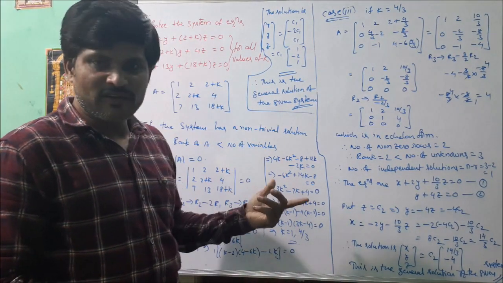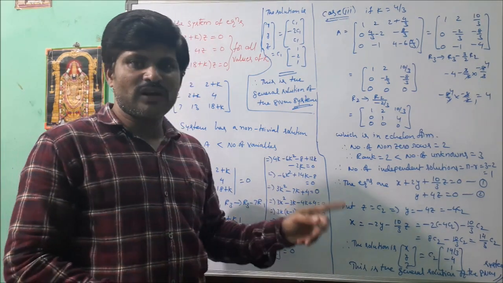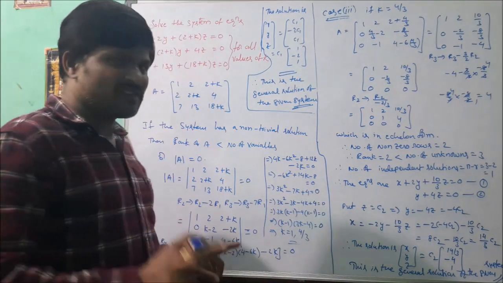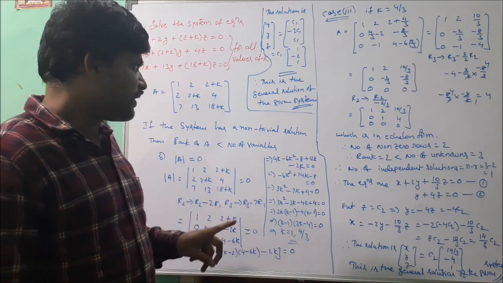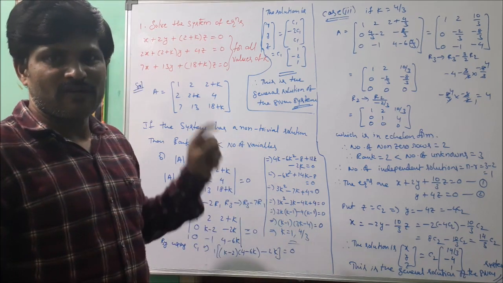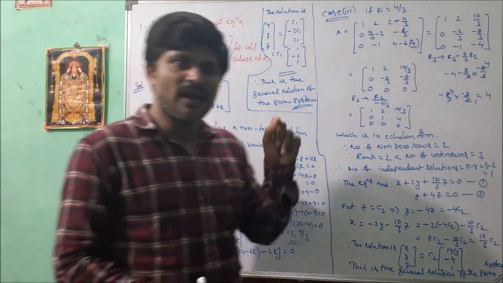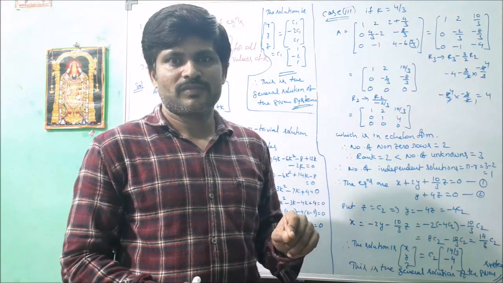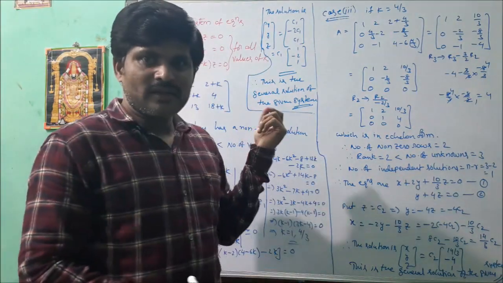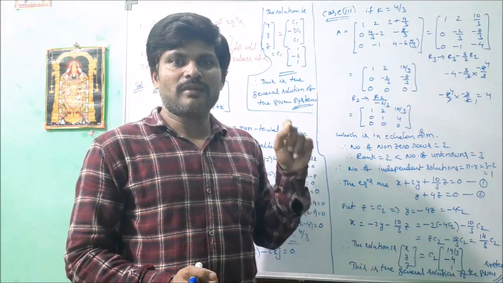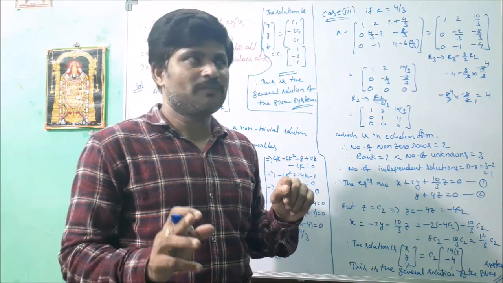Now in the first case k is not equals to 1 and 4 by 3, then the determinant is not equal to 0. That means rank of A equals to number of variables. Now the given system has trivial solution. Here the number of independent solutions n minus r, 3 minus 3 equals to 0.